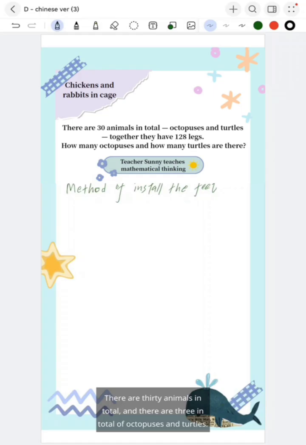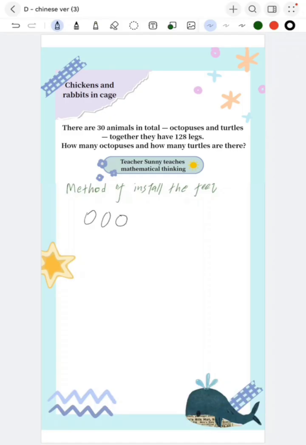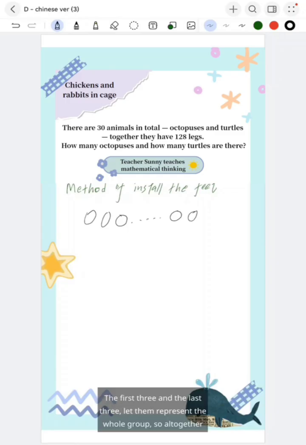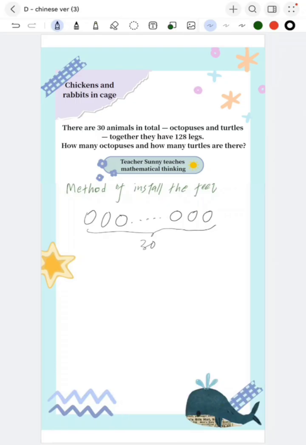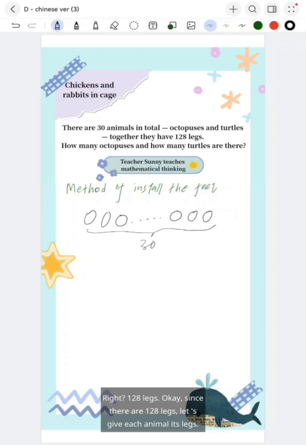There are 30 animals in total, octopuses and turtles together. So, we can now draw these 3 distinct animals. The first 3 and the last 3 represent the whole group, so altogether there are 30 animals. Alright, first, the problem is telling us this: the octopuses and turtles together have 128 legs in total, right? 128 legs. Okay, since there are 128 legs, let's give each animal its legs.